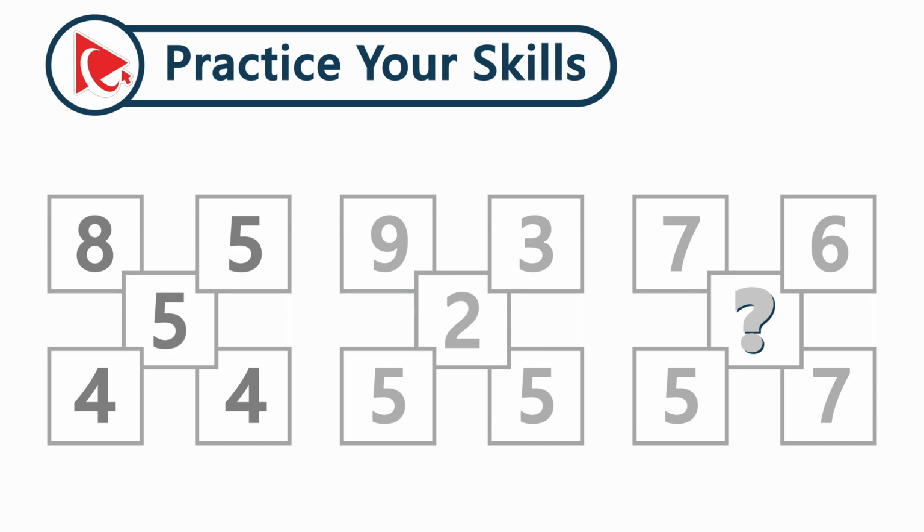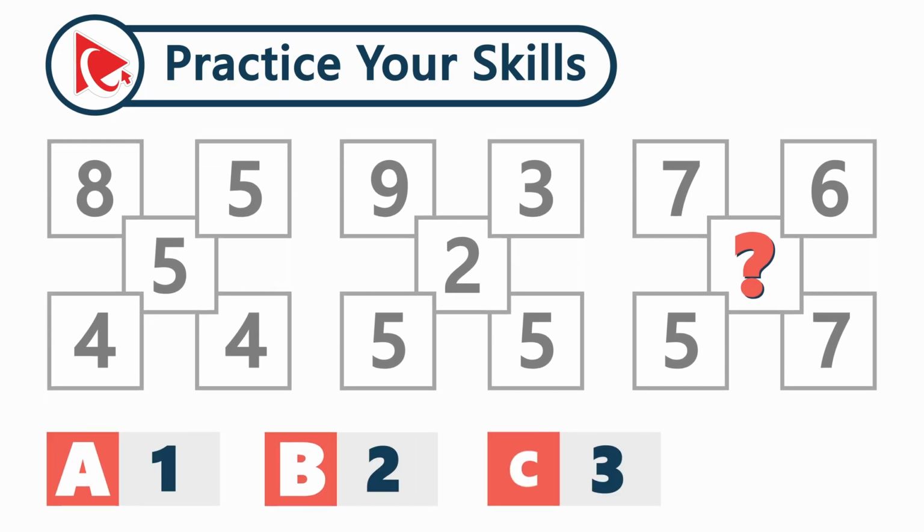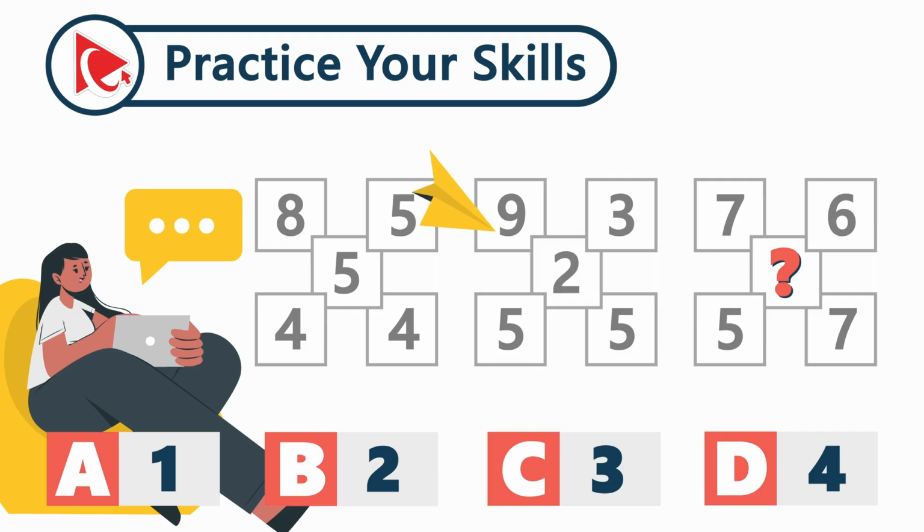Second shape has numbers 9, 3, 5, 5, and then number 2 in the middle. And then the third shape has numbers 7, 6, 7, and 5, and then missing number in the middle, which you need to calculate and select your answer out of 4 possible choices. Choice A, 1, choice B, 2, choice C, 3, and choice D, 4. Once you've calculated your answer, share it in comments and I'll give you my feedback. Have fun with this intriguing challenge.